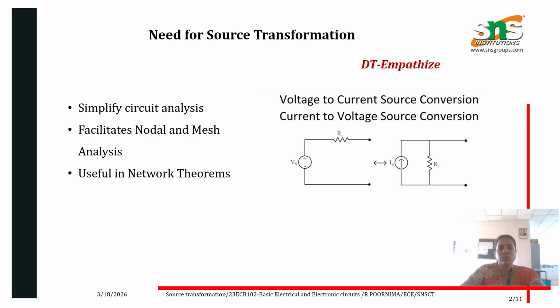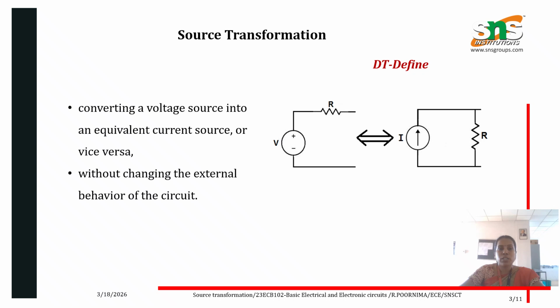So what is the need for source transformation? It converts a voltage source to a current source and vice versa. What is meant by source transformation? We convert the voltage source into an equivalent current source, or convert a current source into an equivalent voltage source. When we are changing the sources, we have to keep in mind that the external circuit should not change.